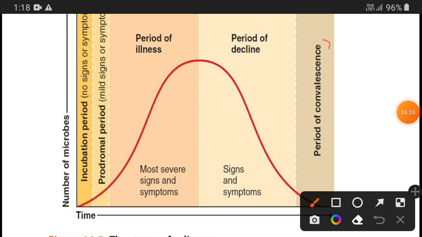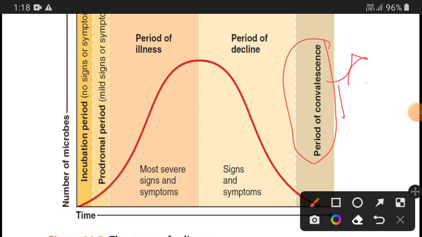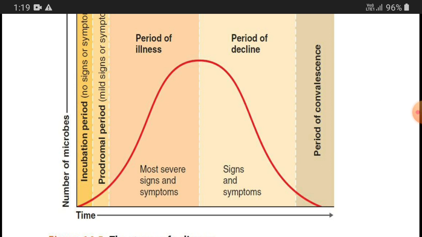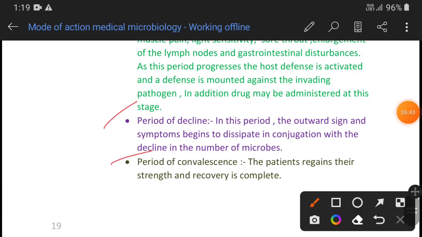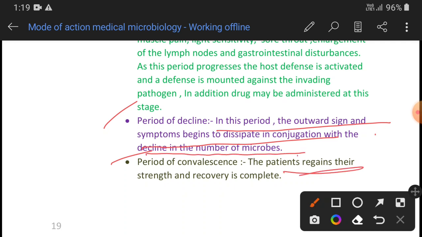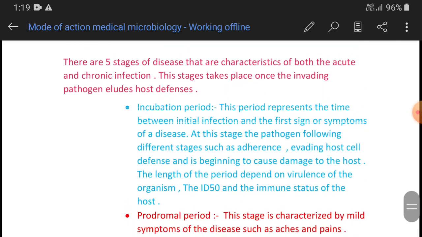And the last part is the period of convalescence. In that period, which is the recovery period, the host gains its stability and strength, and slowly recovers from the disease. So those are the last two periods, the period of decline and the period of convalescence. In this period the outward signs and symptoms begin to dissipate in conjunction with the declining number of microbes. The patient regains their strength and the recovery is complete.